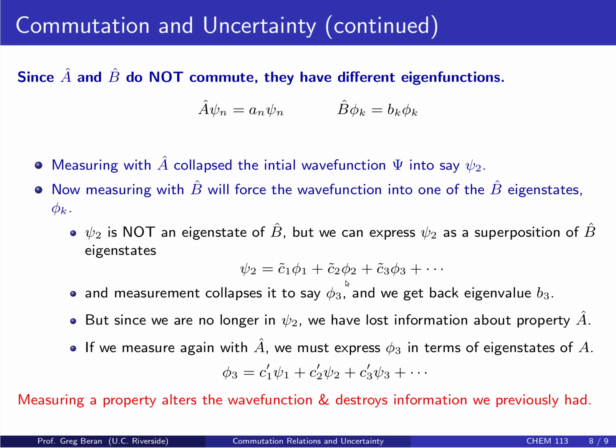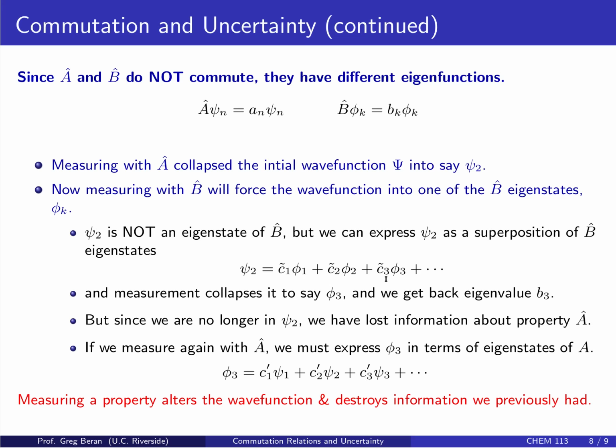Now we measure with operator b, and it's going to force this wave function to collapse into one of these different states at random. Maybe it collapses into phi3. And then we're going to get back the corresponding eigenvalue, b3, associated with our eigenvalue expression up there.